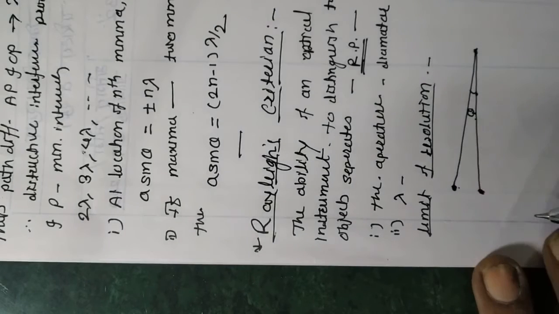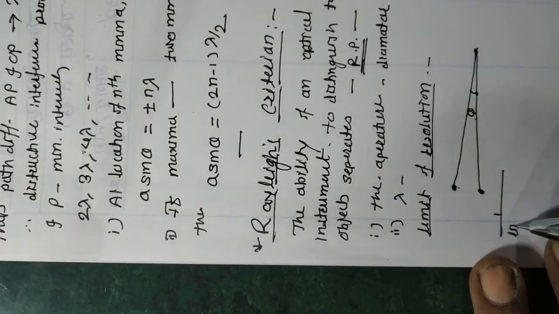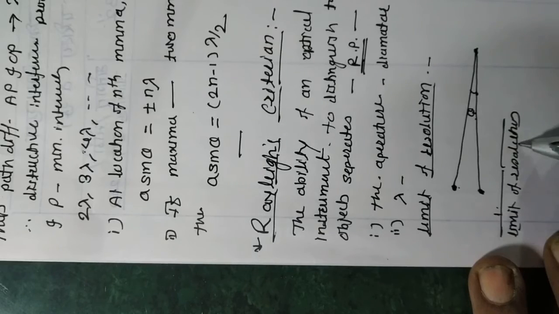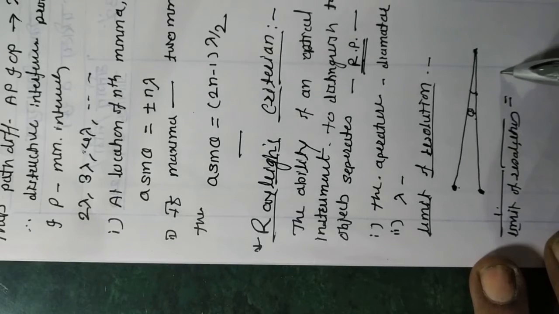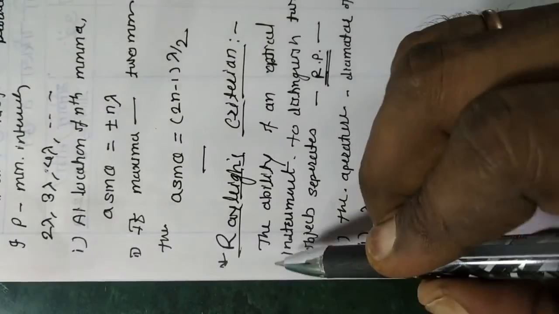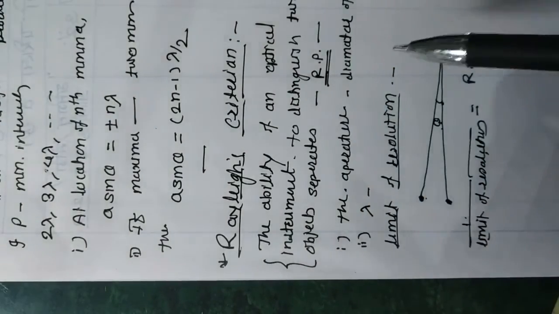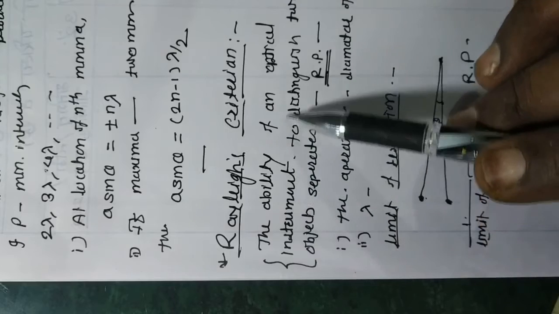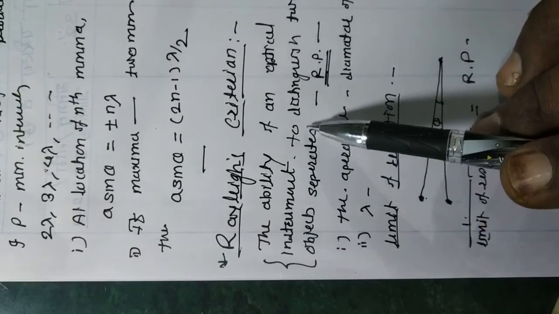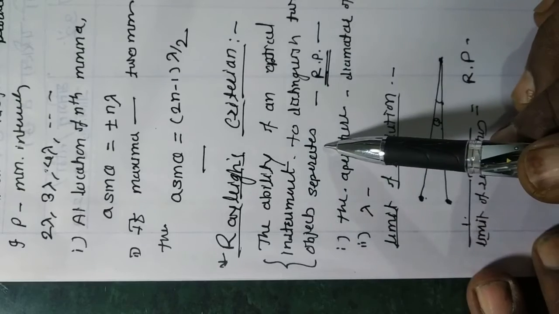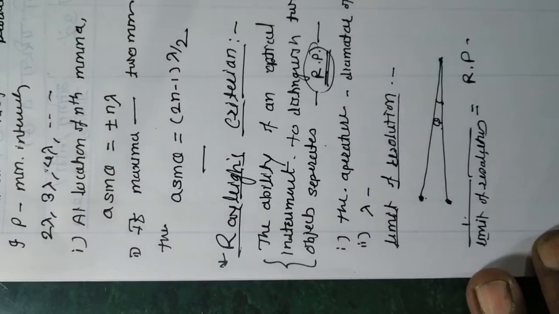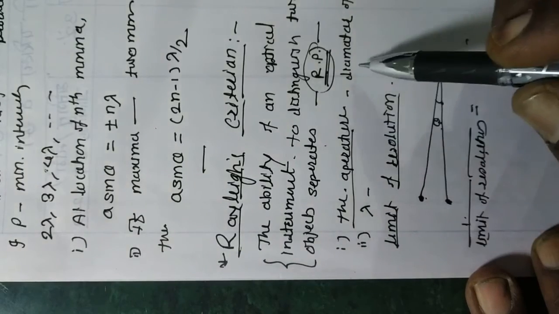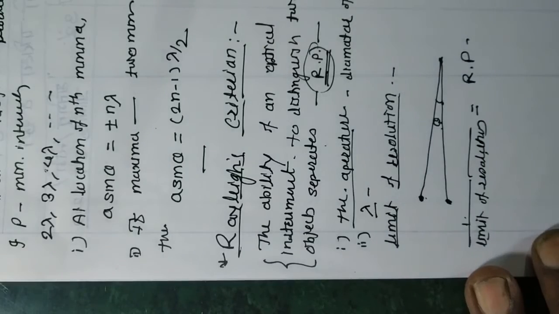The reciprocal of limit of resolution, 1 divided by limit of resolution, is called resolving power. खरं तर इथं आपण डेफिनेशन केलेलीच आहे. तुम्ही काय करायचं, ही डेफिनेशन लक्षात ठेवायची. What is resolving power? The ability of an optical instrument to distinguish two objects separated from each other is called the resolving power of that optical instrument. This resolving power depends upon the aperture, that is diameter of lens, and wavelength of wave.